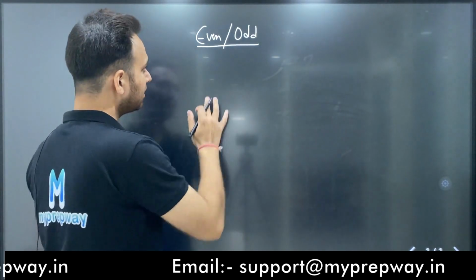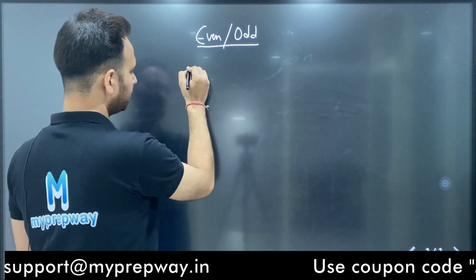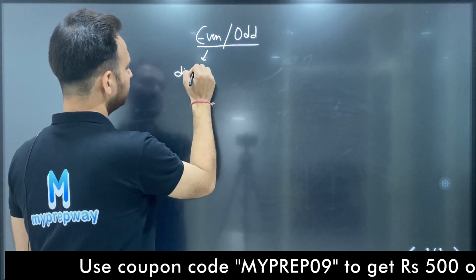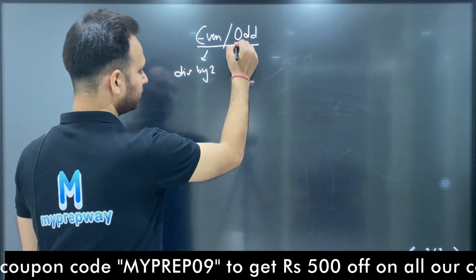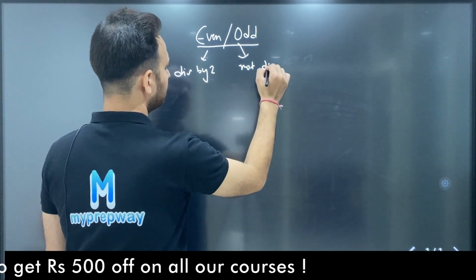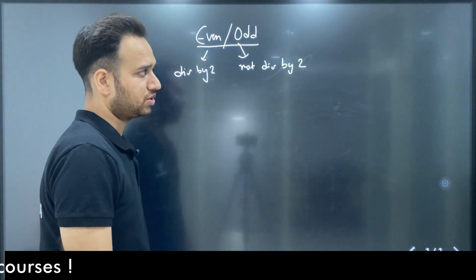So just see here. Generally, for the definition, we say that the numbers which are divisible by 2 are even numbers and the numbers which are not divisible by 2 are odd numbers, correct? That's what we say generally.